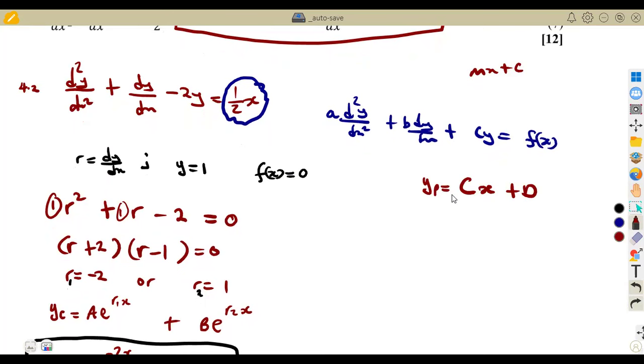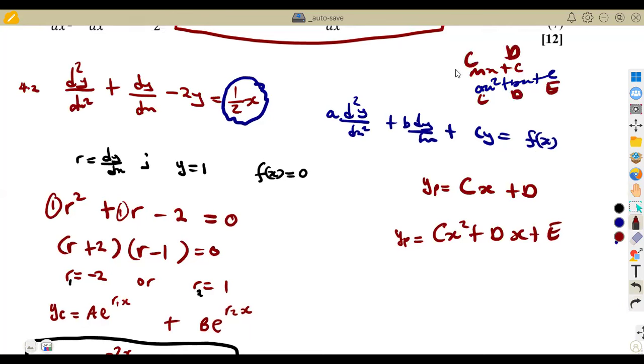So you're going to have Yp is equal to Cx plus D. If it was a quadratic, the format of a quadratic is Ax squared plus Bx plus C. So when you find Yp for a quadratic, we start with C, since both A and B are already used. So it's going to be Cx squared plus Dx plus E. Following this format, we are just putting C, this will be D, this will be E, just like this part, this is our C, this is our D.